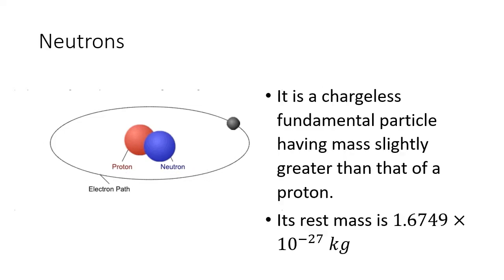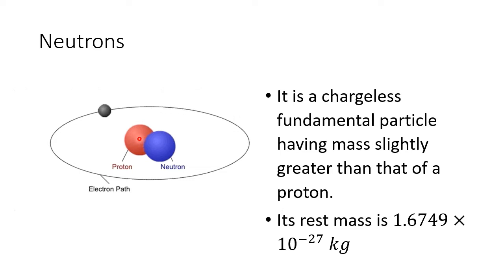Moving on to neutrons. Neutrons are also fundamental particles, but they are chargeless. They don't have any charge. And your neutrons are slightly heavier than your proton. The rest mass of the neutron is 1.6749 times 10 to the power minus 27 kg.